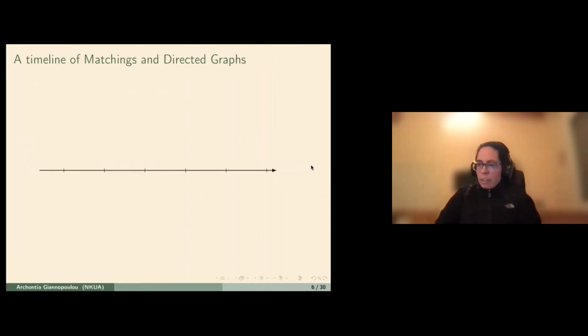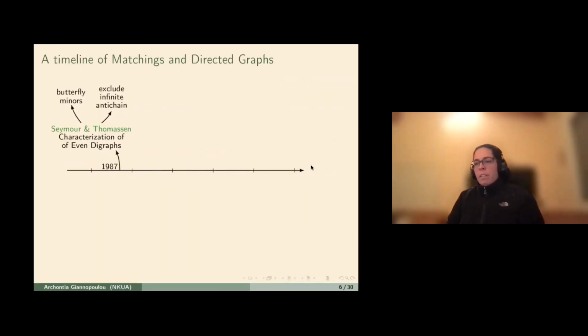So even from 1987, there was some characterization of digraphs, of even digraphs. I don't want to discuss what this is about. This is kind of out of scope. We will see some equivalent definition. And we got there the notion of butterfly minors, which is an appropriate notion of minors in directed graphs. And we can see that these graphs are characterized by excluding an infinite antichain of directed graphs.